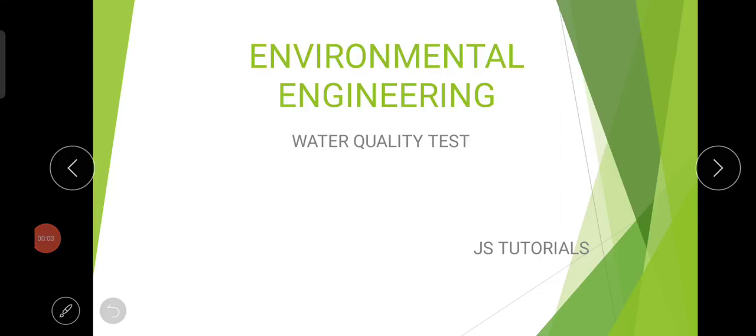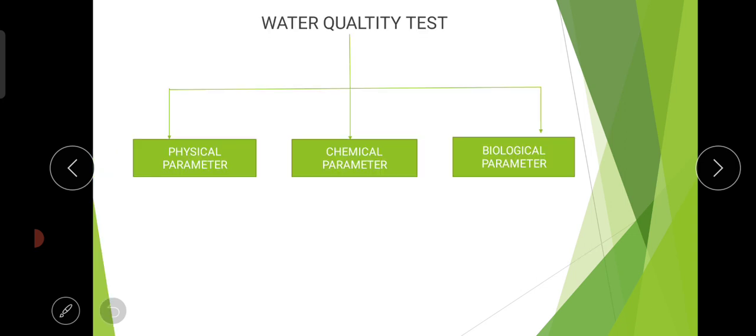In the present session, we will be discussing water quality tests. Before sending water for public consumption, we need to check the quality of water. Based on three parameters, we have to evaluate the water: physical parameter, chemical parameter, and biological parameter. After checking that, we have to ensure that they are within the standards.